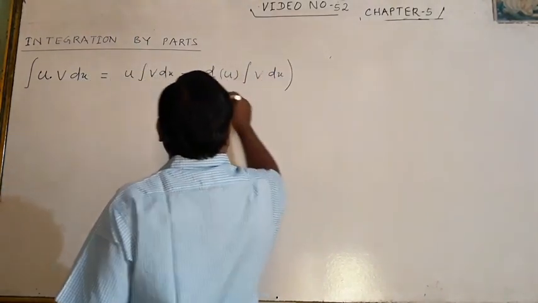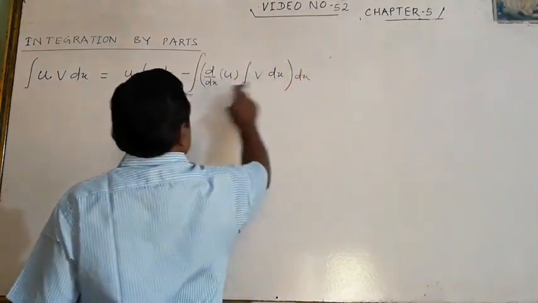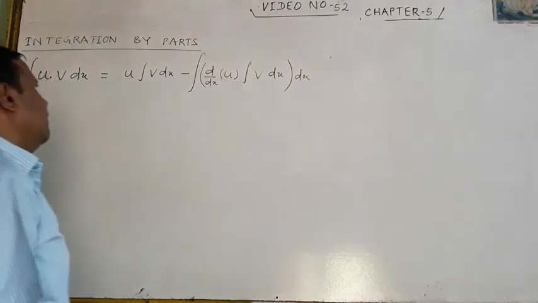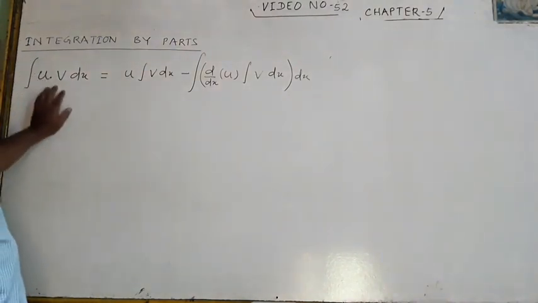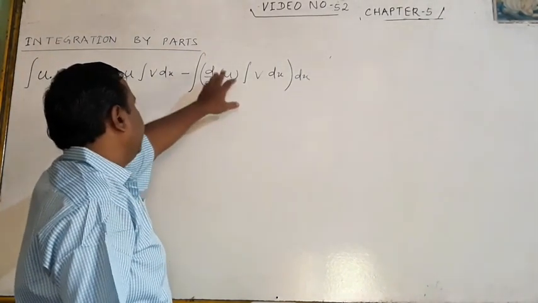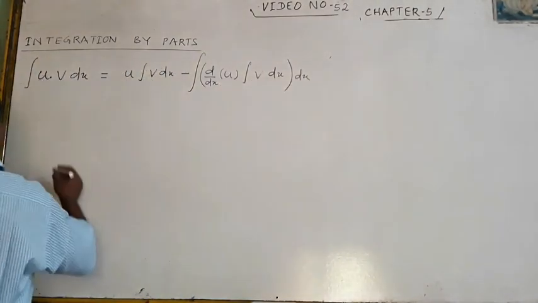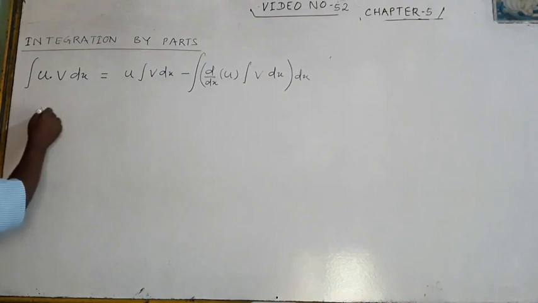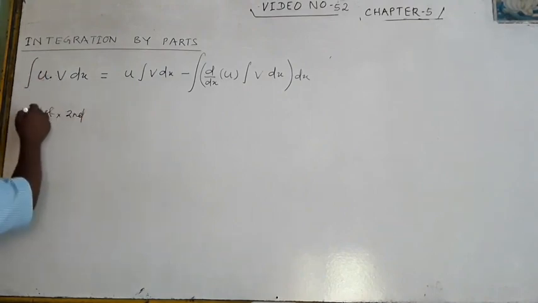Then you have to make a complete parenthesis. Take one bracket. Again I am telling you, u into v is u integration of v minus derivative of u integration of v. I am writing it again: first into second. This is the first function, this is the second function.